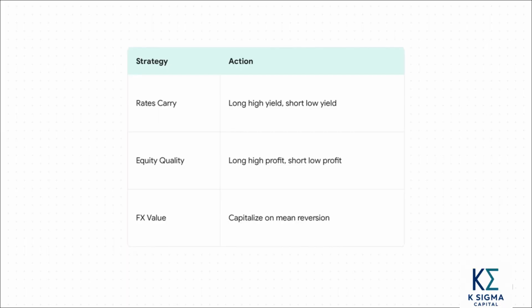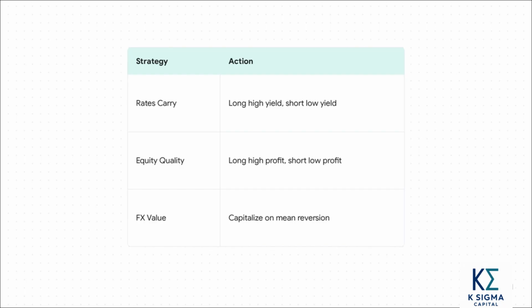Let's make this concrete with some data straight from Morgan Stanley. Here are 3 specific ARP strategies in action. First up is market-neutral rates carry. This involves going long on bonds with the highest yields while simultaneously shorting the ones with the lowest yields. Historically, this pays off incredibly well during recessions. Next is equity quality. Here, you buy the absolute most profitable companies in a sector and short the least profitable ones, which completely neutralizes the sector's overall movement.